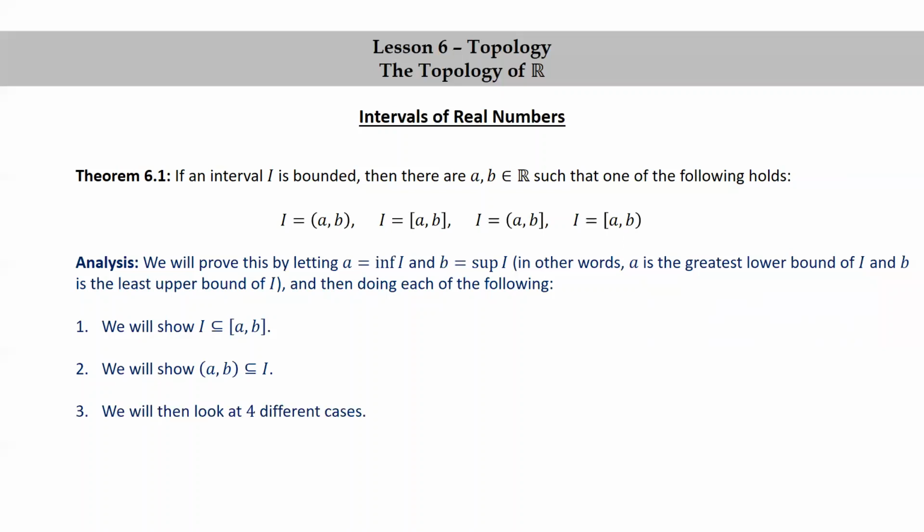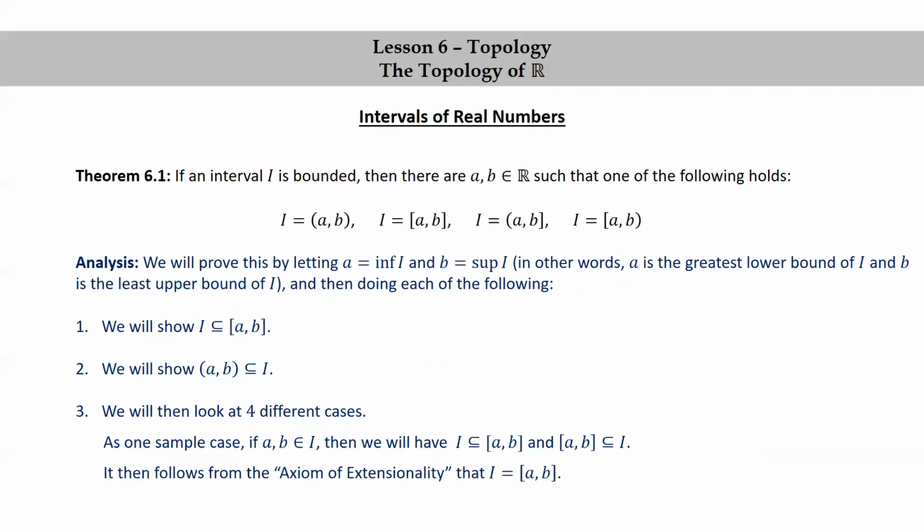And finally, we'll look at 4 different cases. As one sample case, if A and B are in I, then it's going to turn out that not only is I a subset of the closed interval AB, but also that the closed interval AB is a subset of I. From 2, we'll already have the open interval AB is a subset of I. And then since we're assuming that A and B are in I, it's pretty obvious that we get the whole closed interval a subset of I. Okay, and then there will be 3 other cases that you should really check after this. We're just going to do this one case in detail.